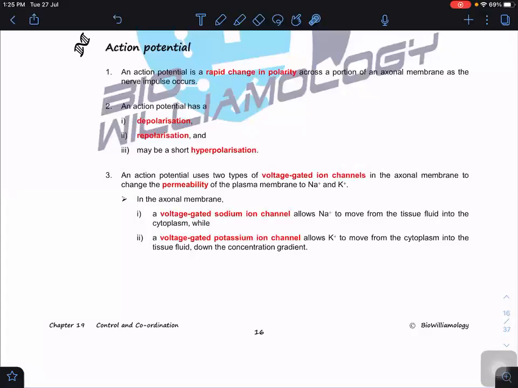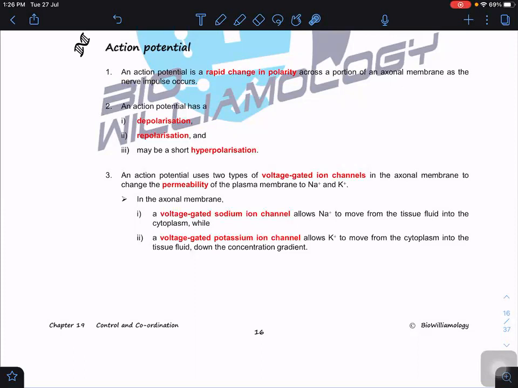So now look at this action potential. Action potential basically is not a particular potential. Like you look at this resting potential, we know it's negative 65 millivolts, right? But action potential is not a single membrane potential, but it's a rapid change in the polarity across the axon's membrane as the nerve impulse occurs.